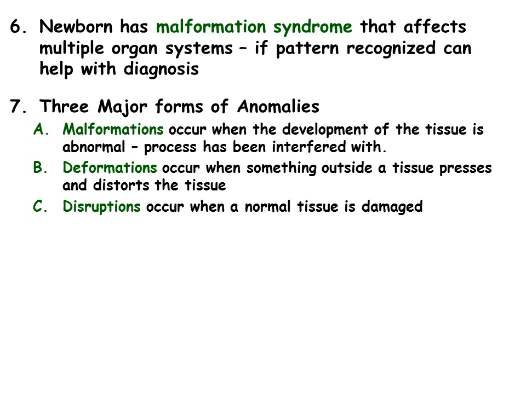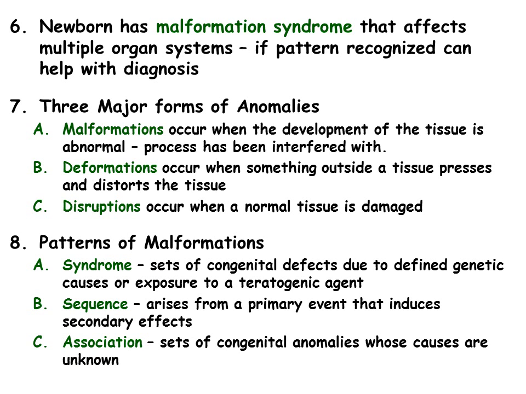But anyway, malformations occur when the development of the tissue is abnormal. So the process has been interfered with. Deformations occur when something outside the tissue presses and distorts the tissue. And then disruptions occur when the tissue is normal, but it gets damaged. So you can see that these are really three different processes, and so they warrant having different categories.